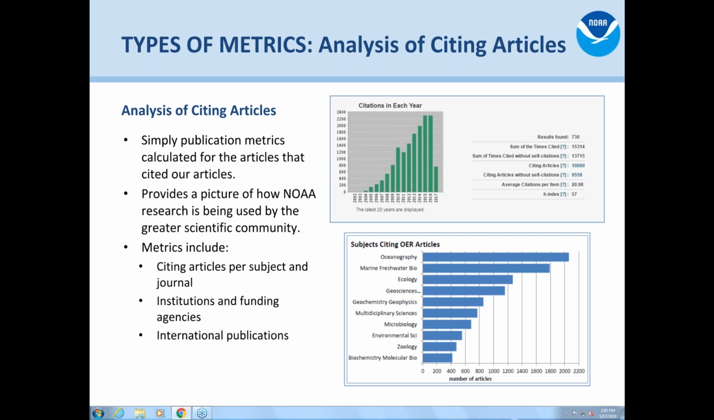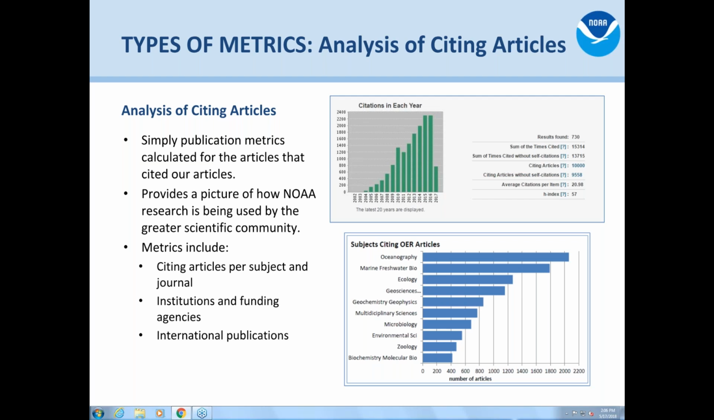So H-index and percentile ranks help us see if articles are being cited. They tell us if anyone is looking. But analysis of citing articles is more about who is looking. So researchers from where, in what discipline, from what agency. It gives us more of a glimpse of who our audience is for our publishing.